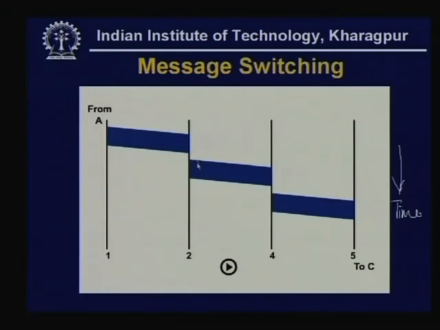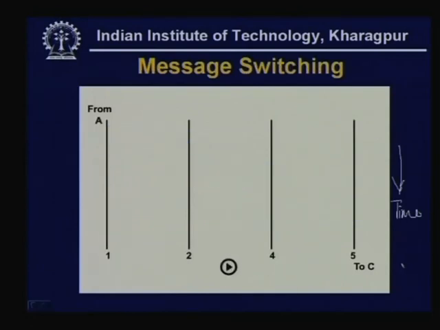This thickness or the width of this line essentially is showing the volume of the message, the size of the message. The bigger is the message, wider will be this particular line. So this is how the message communication takes place.